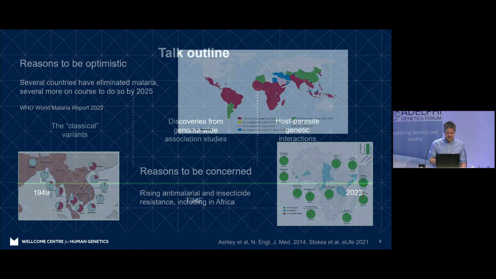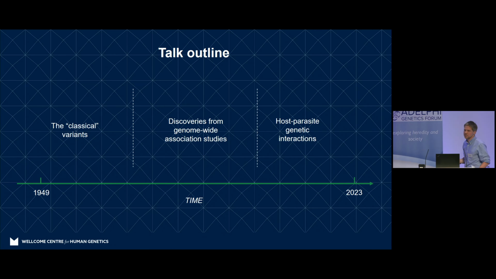Right, so to get through this, I'm going to divide my talk into three bits. I'm going to talk to you first a little bit about these classical variants. Then I'm going to talk about discoveries from genome-wide association studies, and I will talk about host-parasite genetic interactions. And if I have any time left, I will draw some conclusions at the end.